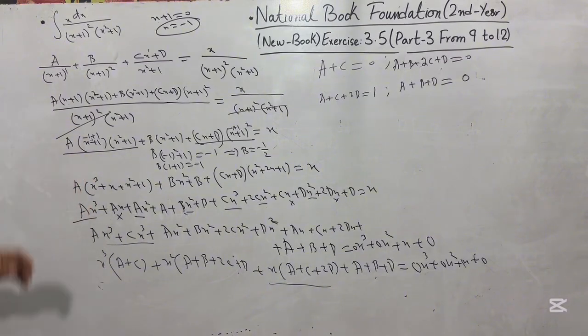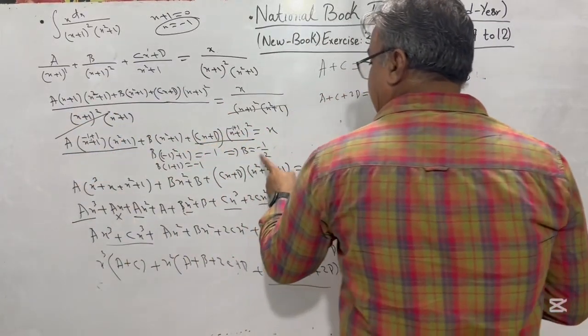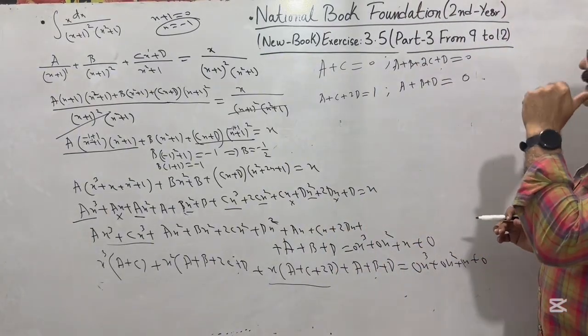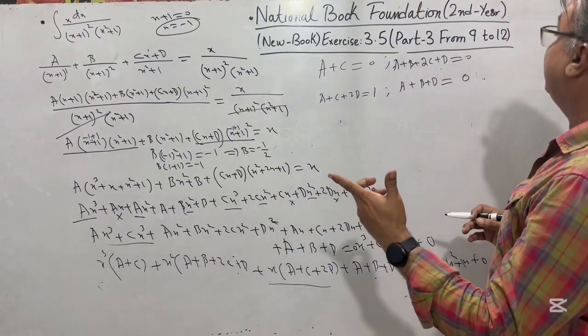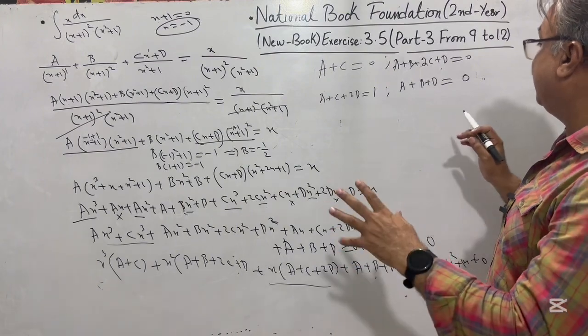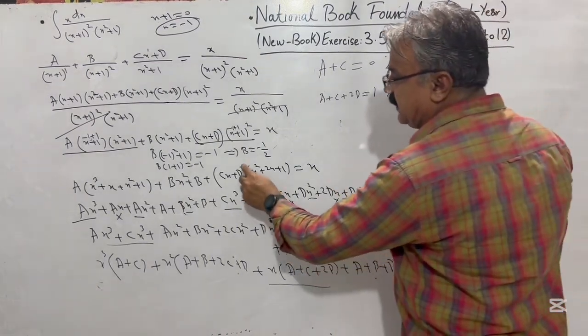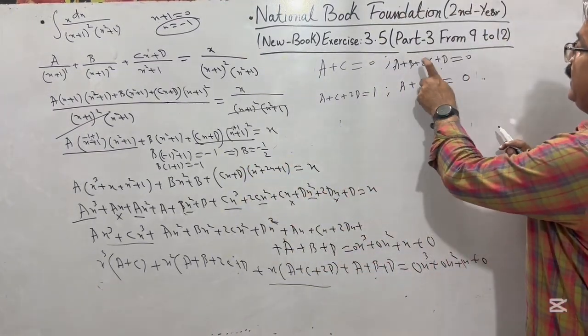This little value is going to help us a lot. Let's see and find out how. B is minus 1 upon 2. Still we have to do a lot of calculation. Put value of b, minus 1 upon 2, here and here.